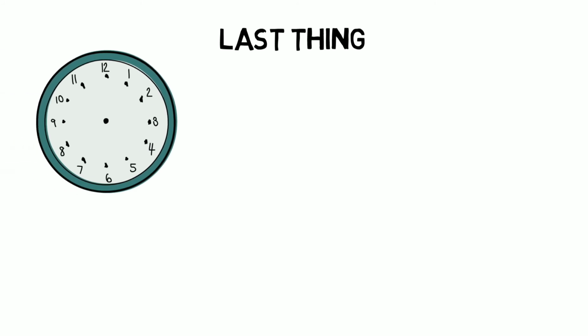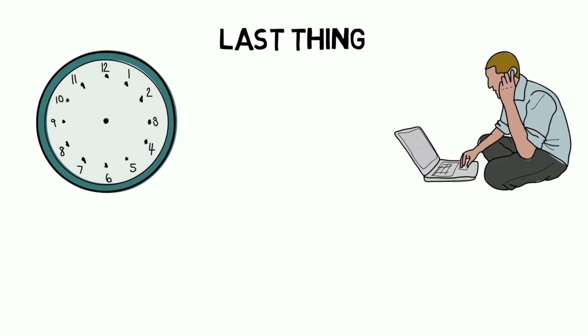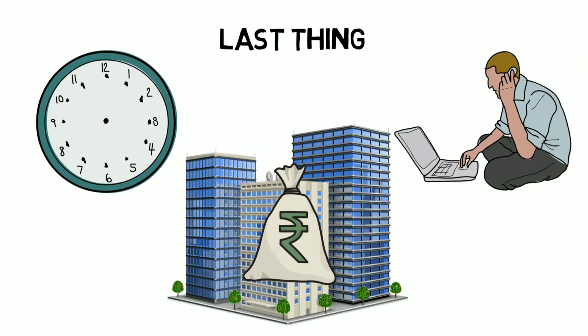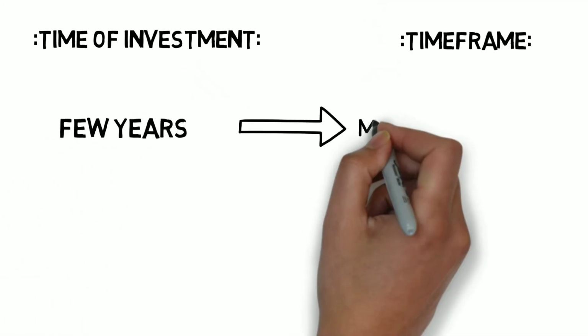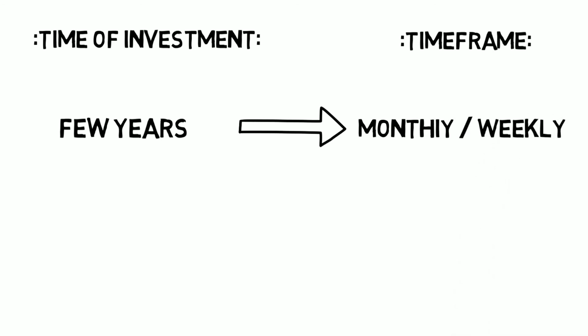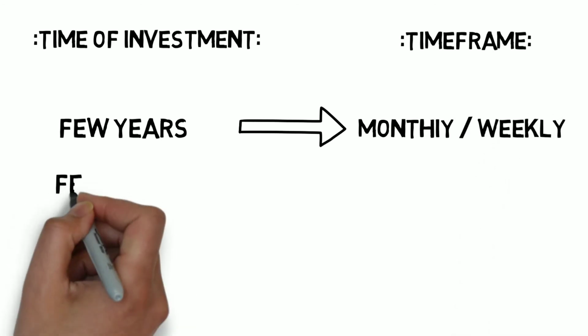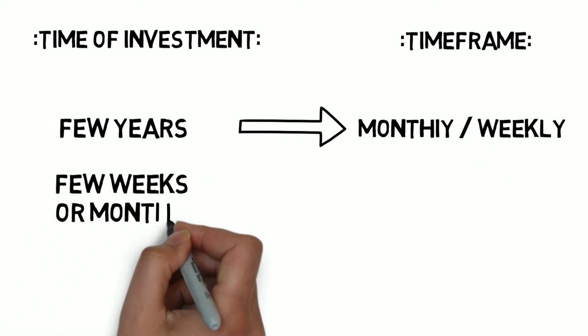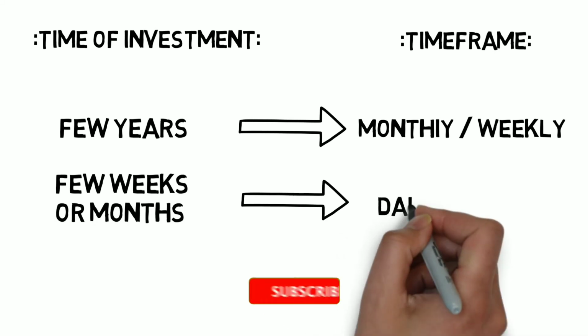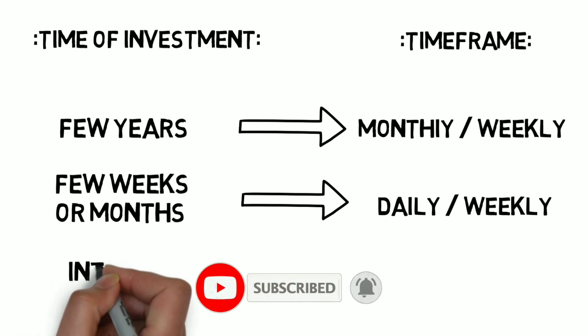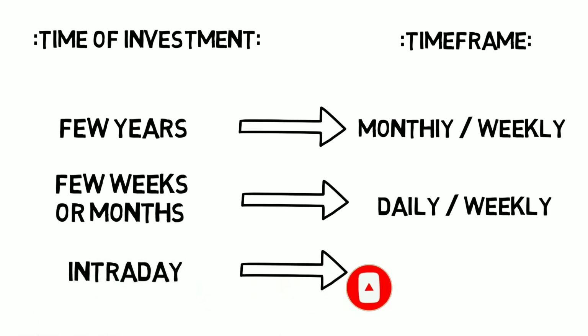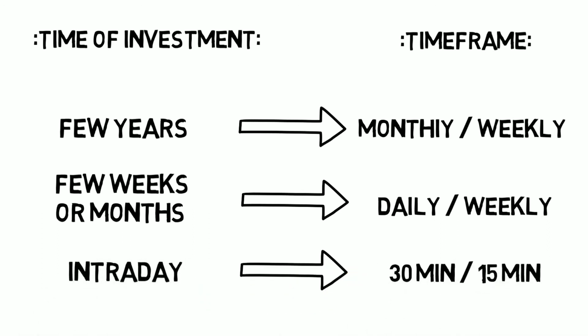And a last thing, these different time frames are for different types of traders. Like if you want to put money in a company for a few years, then you have to select the monthly or weekly charts. But if your investment is for a few weeks to a few months, then you have to select the daily or weekly chart. And if you are looking for intraday trading, then you have to select 30 minute or 15 minute or even less.